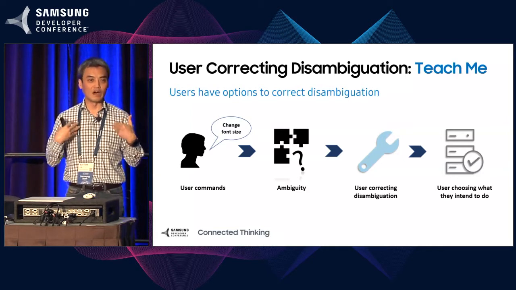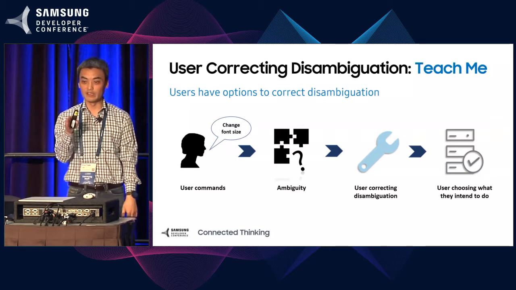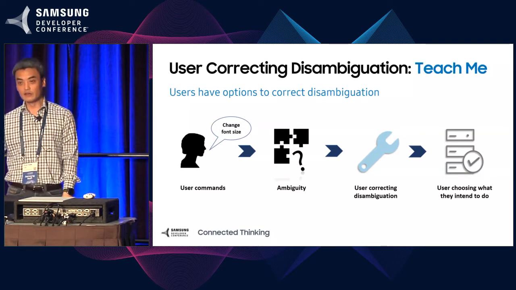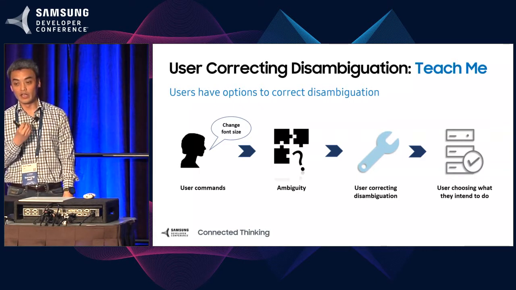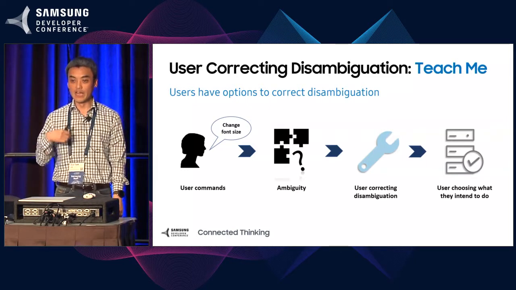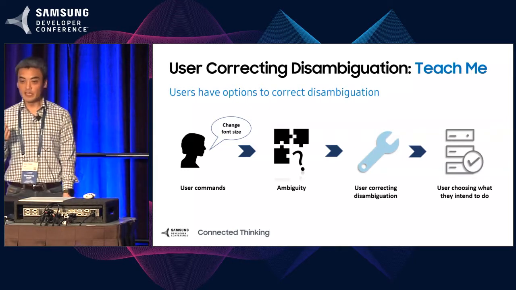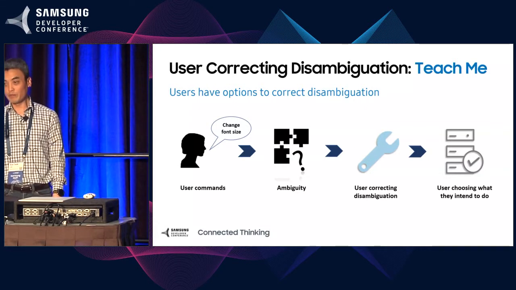Then we know that this is a limitation, so how do we solve this problem in different ways? We think the user experience model has to be in place, and then we have to give users a chance to fix this problem manually. So the Teach Me feature was designed for that purpose.